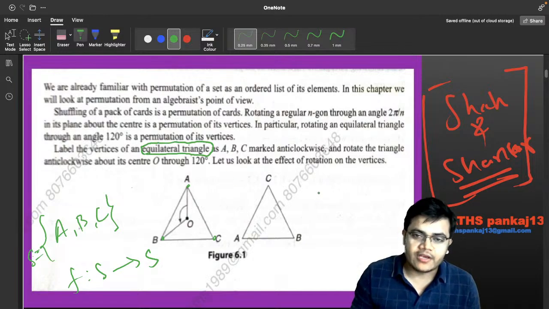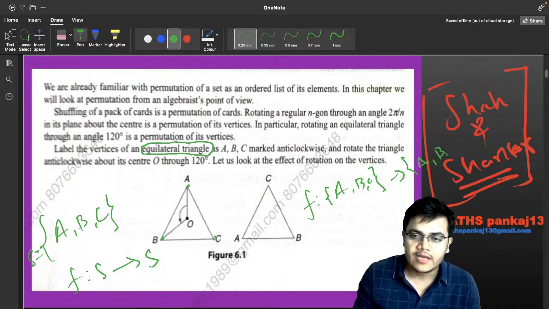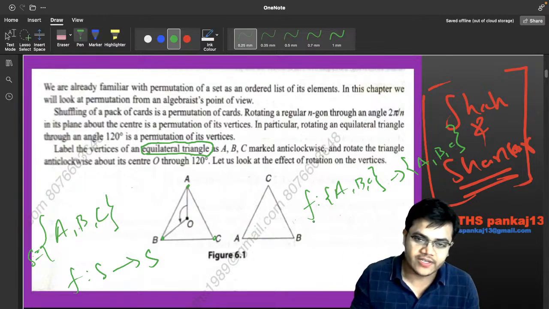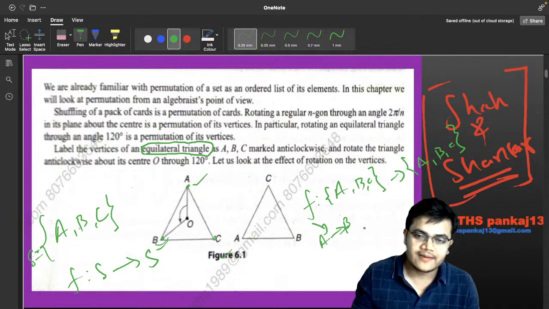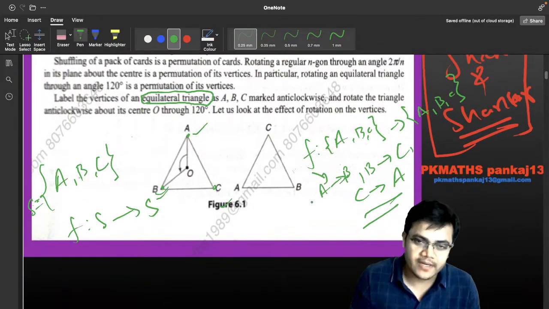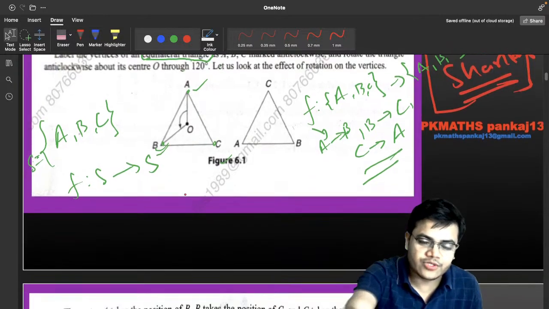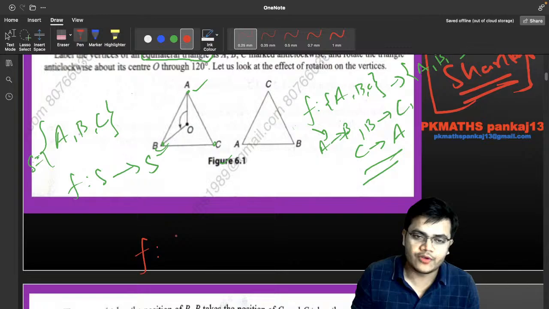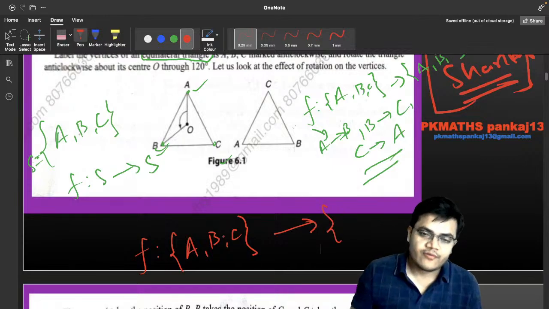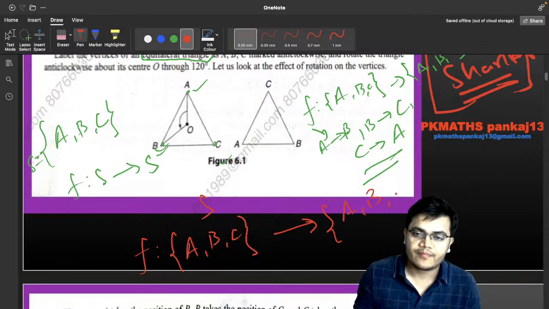When we have a function from the set ABC to the set ABC, you can observe one thing: when this triangle rotates by 60 degrees, if we take the function as rotation, then A is going to B, B is going to C, and C is going to A. This is how the permutation happens. So all the bijective maps, if we want to define the permutation, this is a 1-1 onto map from this set S onto itself.